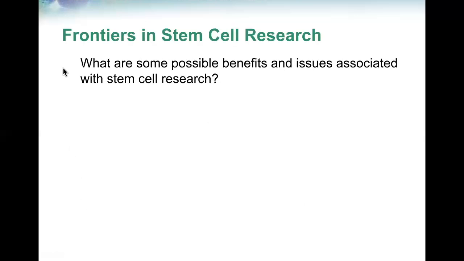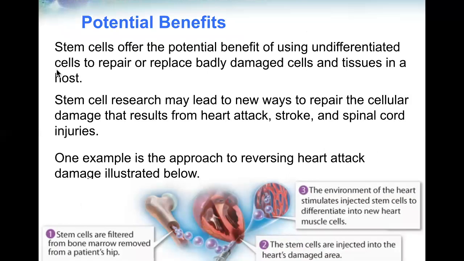What are some possible benefits and issues associated with stem cell research? Stem cells offer the potential benefit of using undifferentiated cells to repair or replace badly damaged cells and tissue in the host. Stem cell research may lead to new ways to repair the cellular damage that results from heart attack, stroke, or spinal cord injuries.